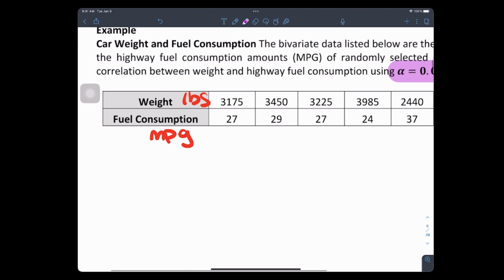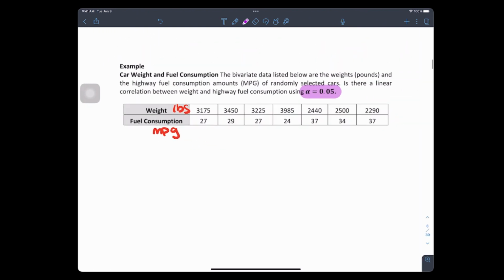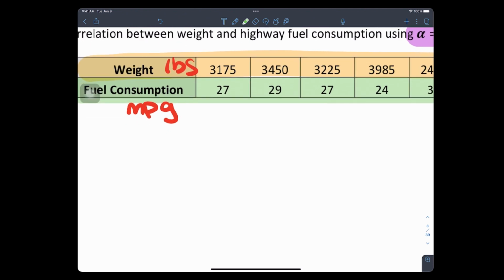So let's look at this. Remember I said your data is bivariate, two variables? So you have x versus y in algebra, which is really weight versus fuel consumption here. So I'm going to color coordinate this. X, the weight, is right in here. These are all the weights. Fuel consumption is Y. Here's your fuel consumption.